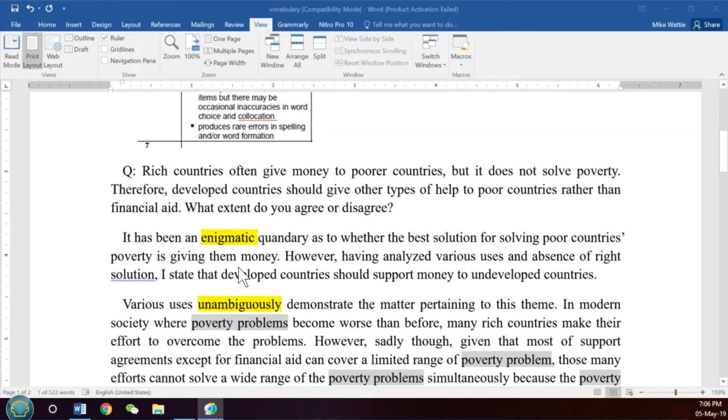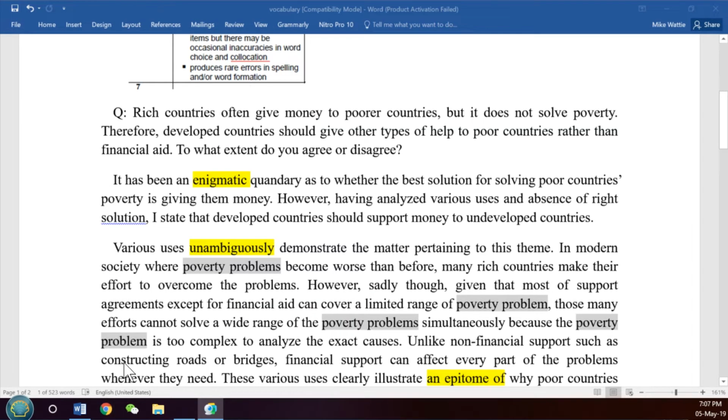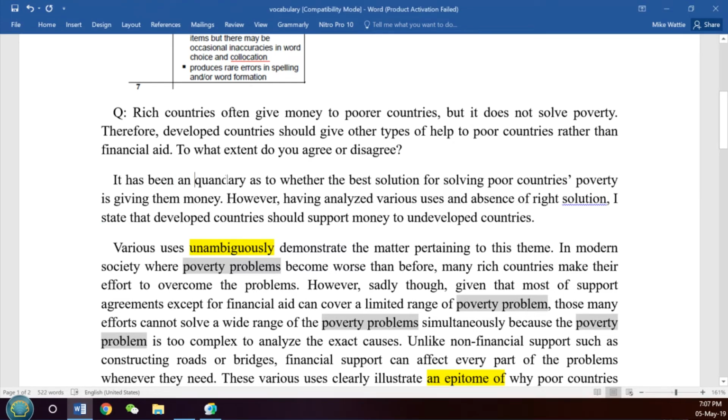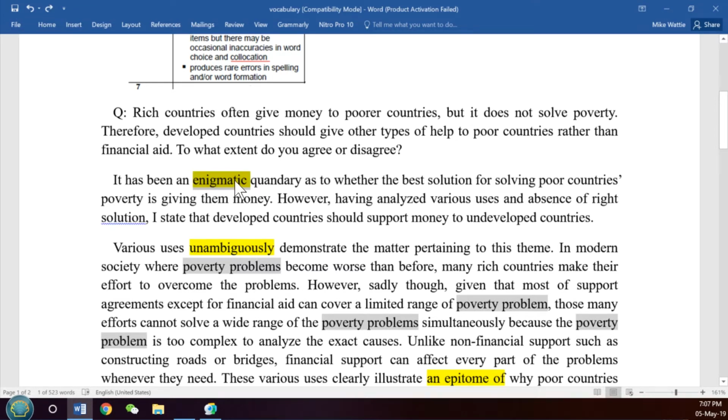Let me show you what I mean. So if we get rid of this word enigmatic, it has been a quandary as to whether the best solution for solving poor countries' poverty is giving them money. This sentence is actually easier to read now. It's better lexically, it's better in terms of vocabulary, it's definitely better in terms of coherence aspect of cohesion and coherence. Let's just put the word back in. It has been an enigmatic quandary. So quandary's enough. Quandary's a great enough word on its own without having to add another word next to it that's not really necessary or needed.